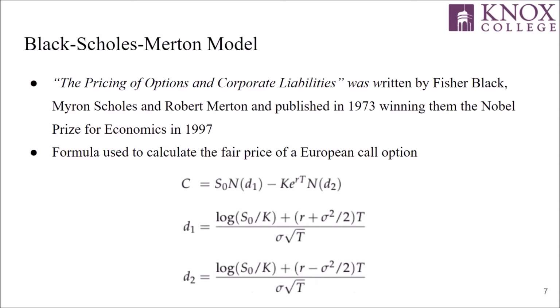So what is the Black-Scholes-Merton model? Well, the Black-Scholes-Merton model was actually released in a paper by Fischer Black, Myron Scholes, and Robert Merton in 1973. The paper was called The Pricing of Options and Corporate Liabilities. And actually in 1997, they won the Nobel Prize for Economics for it. And the whole point of their research was to try and create a formula or a calculation that can be used to accurately calculate European call options.